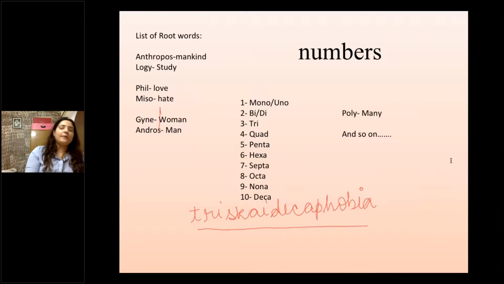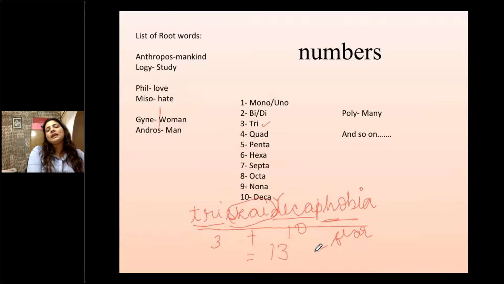So let's just see if we can come up with the answer. Can you see the word? There's this word phobia. So I know what phobia is, right? Phobia is fear. And if I see something, tri, I just read tri. What is tri? Tri is 3. And I know deca. What is deca? Deca is 10. All right. So what is kaide then? Kaide is sum. So what is 3 plus 10? 13. So what is triskaidekaphobia? Fear of number 13.